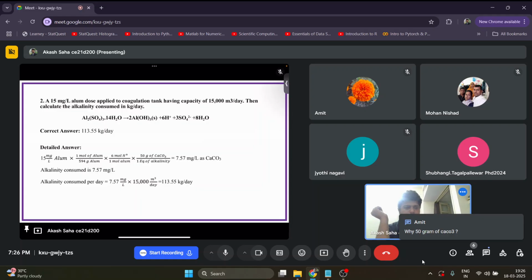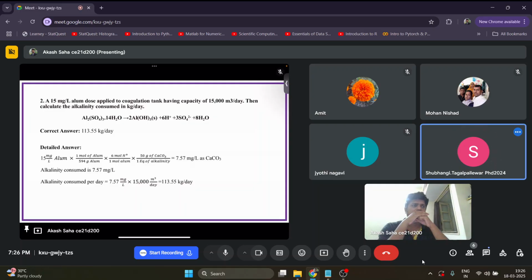So same thing is given. Yes, sir, what is the difference between basicity and alkalinity? We say basic nature whenever the pH is more than 7. In the pH scale, whenever it is more than 7, it is called basic, whereas alkalinity is anything that can consume your acidity or acidic nature.